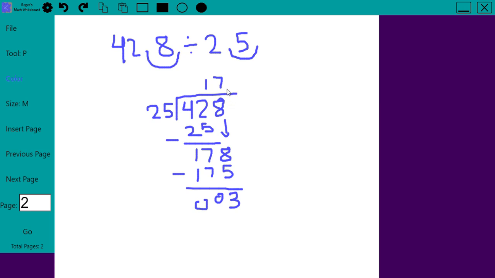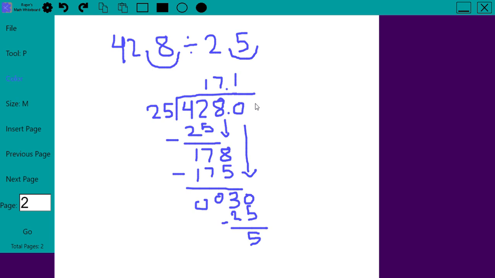Now I'm going to solve this problem to the hundredths place. In order to do that, I need to add a decimal here because I'm going to add zeros, and the decimal will go in the same place in my answer. So let me add a 0 and bring it down. How many times does 25 go into 30? It goes into 30 once. 25 times 1 is 25. Subtract. I get 5.